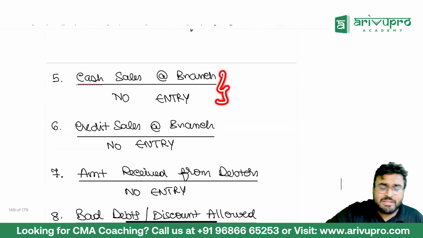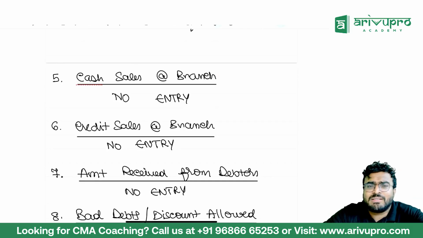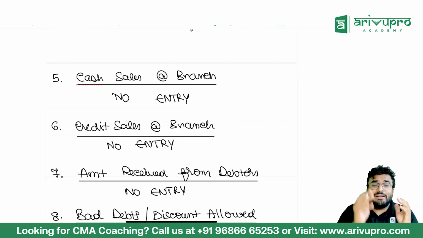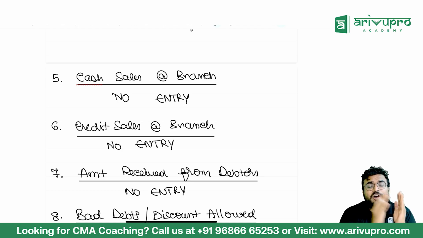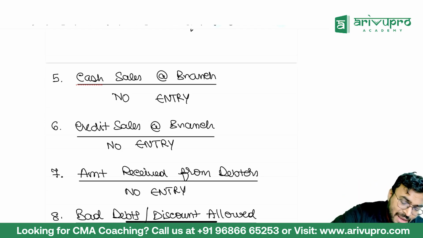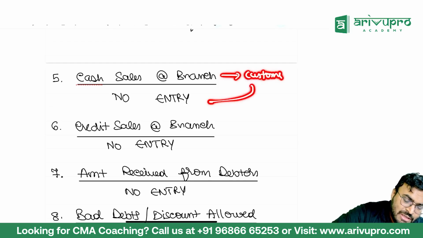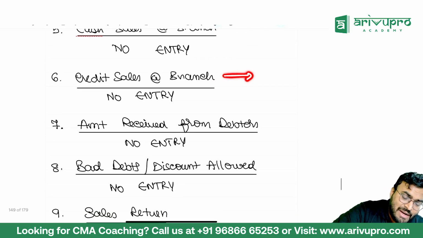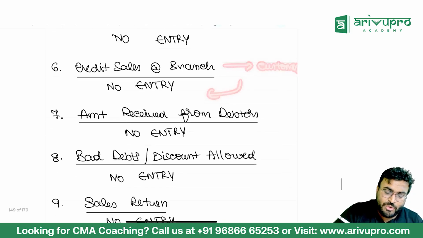Cash sales at branch. Sir, no entry. Why, sir, no entry? Remember the tip. We have to record only transactions between head office and branch. Cash sale is a transaction between branch and customer. That's why there is no entry. Credit sale is a transaction between branch and customer. That's why in debtors method there is no entry.